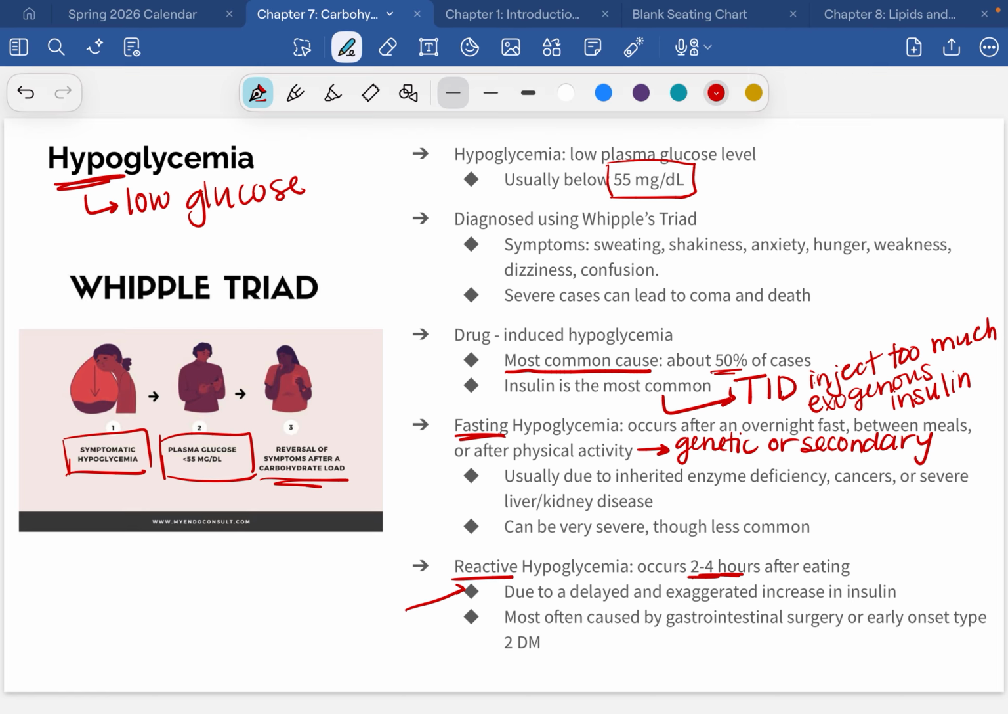It's kind of an interesting thing, but your body releases too much insulin, and it is often caused by GI surgery. So again, gastrointestinal surgery. The gastrointestinal tract is attached to your pancreas, so gastrointestinal surgery can affect your pancreas.